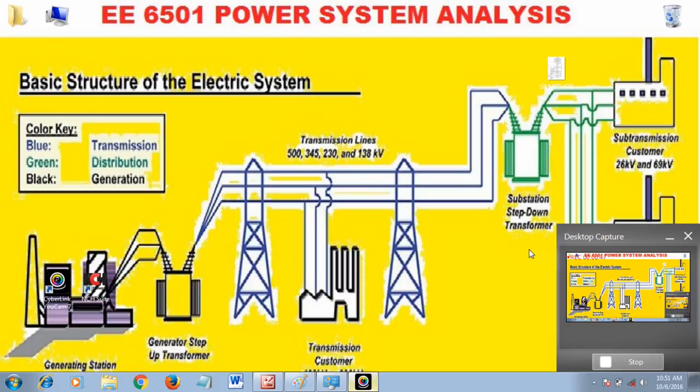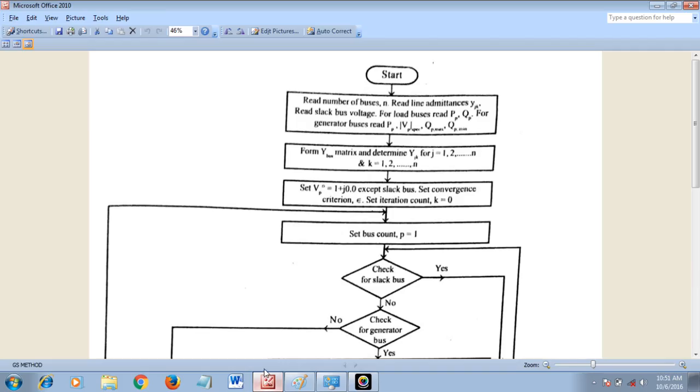Here one of the famous scientists, namely Gauss-Seidel, proposed the technique. The method is nothing but the Gauss-Seidel method. Today we have to learn the Gauss-Seidel algorithm as well as the flowchart in this session. So this is my flowchart for the Gauss-Seidel method.